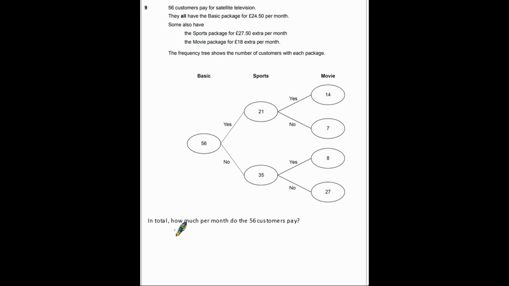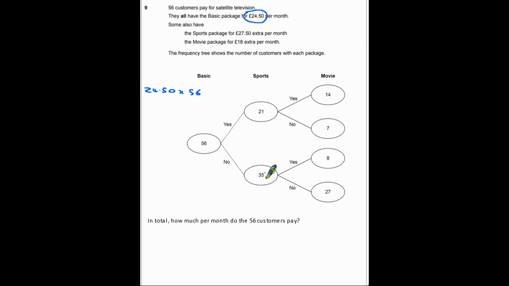But the question is, in total, how much per month do the 56 customers actually pay? Well, let's have a look at this. All 56 are paying £24.50 per month. So we're going to have to do £24.50 times 56. We then need to look at how many have the sports package.